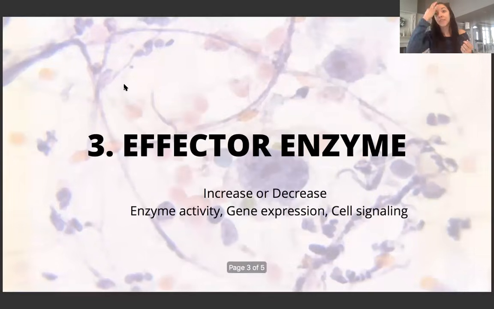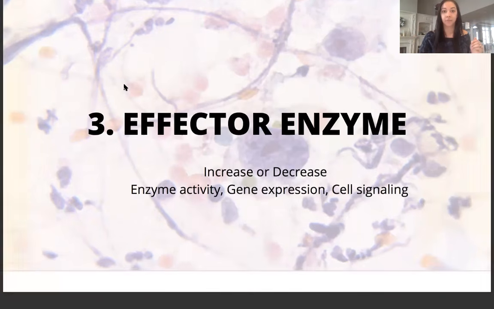All right. The next step is an effector enzyme. Now that our ligand has bound with our receptor, some type of enzyme has to be formed in order to increase or decrease the activity of an enzyme, some type of gene expression, or some type of cell signaling. So it's almost like a ligand again, the ligand inside the cell. It's like, okay, I got this message. This is made. Now I got to carry this message so we can complete the final step here.